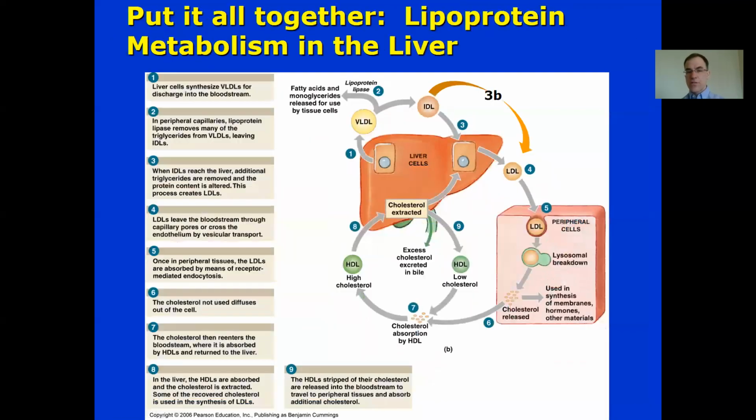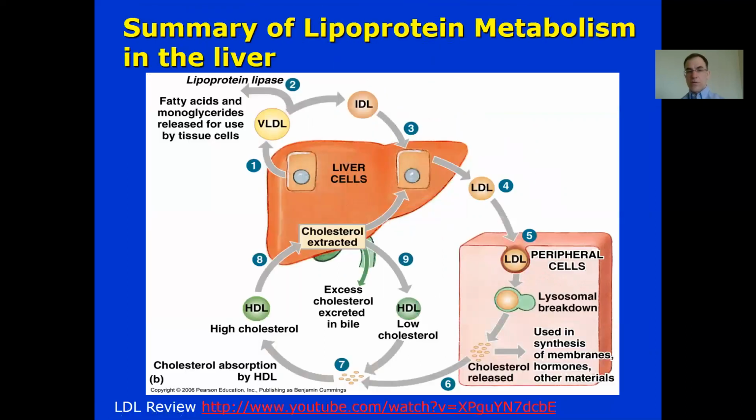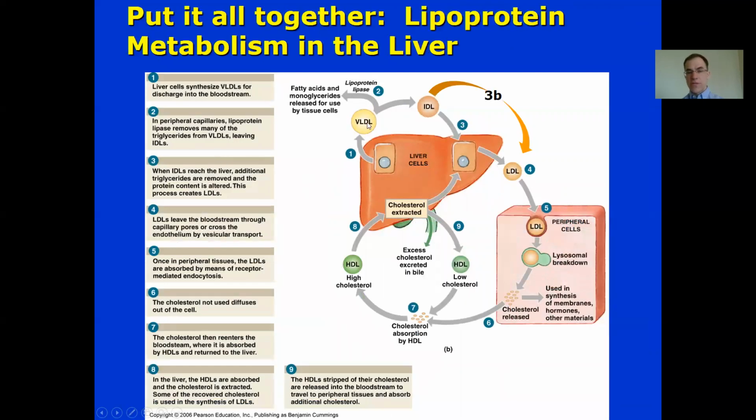So what we see here is the process of the lipoprotein metabolism. So again, we begin here with the VLDL being secreted in the blood. It gets broken down by lipoprotein lipase at the capillaries, stripping some of its triglycerides so the tissue can use it for energy. What's remaining is the IDL. Some of the IDL can remain in the blood, while most of it actually returns to the liver.